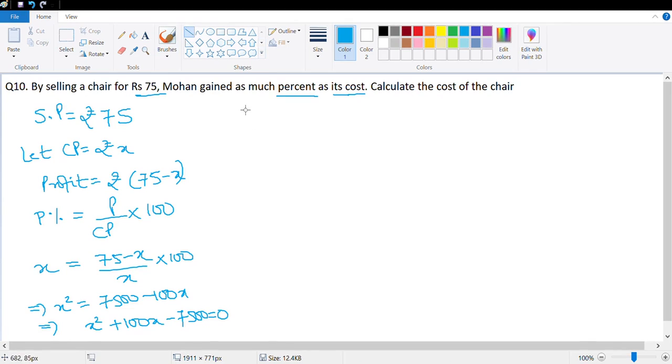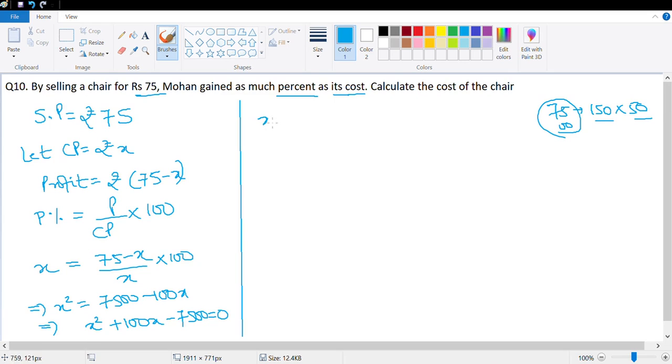Now I need to find factors of negative 7500, the sum of which should be 100. So 75 is basically 15 into 5. So if I take it as 7500, add two zeros, add 1 zero on 15, 1 zero on 5. So 150 minus 50 will give me 100. Yes, so I've got my factors at 150 into 50.